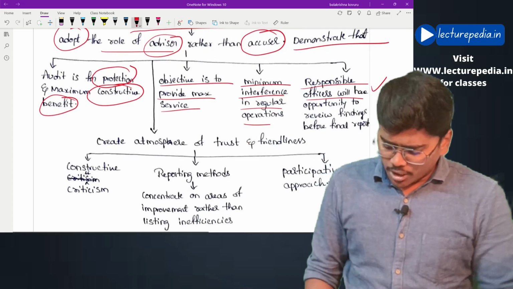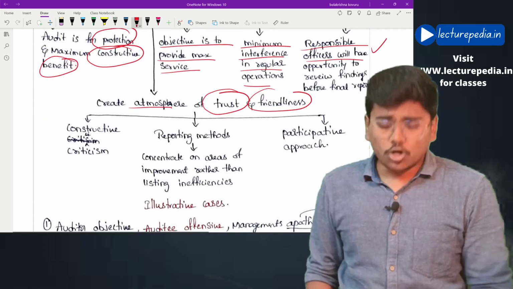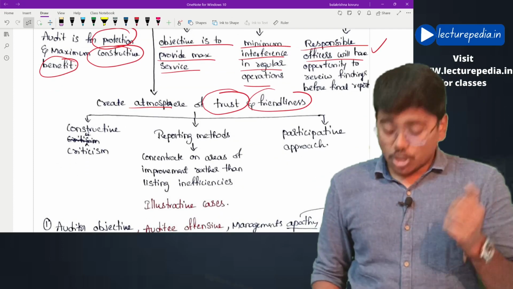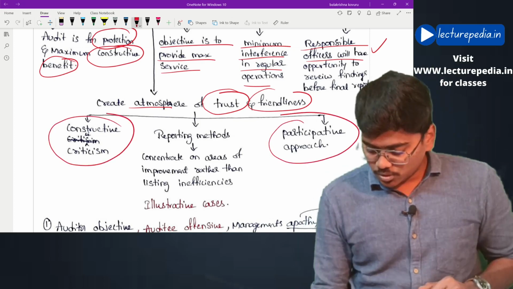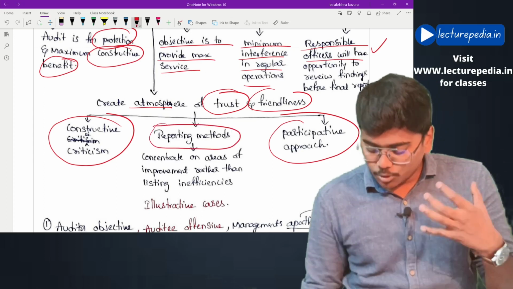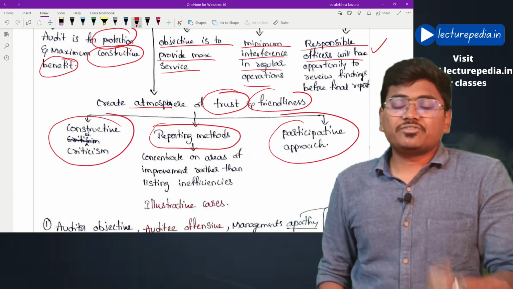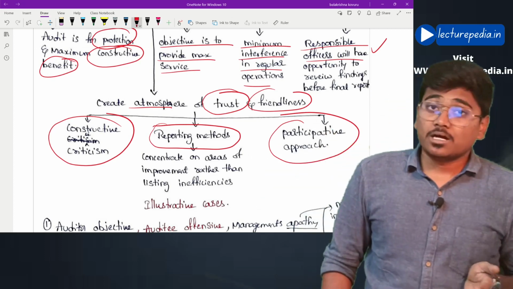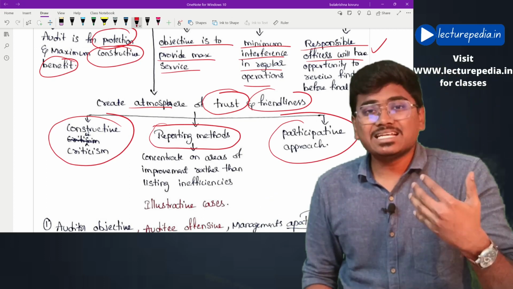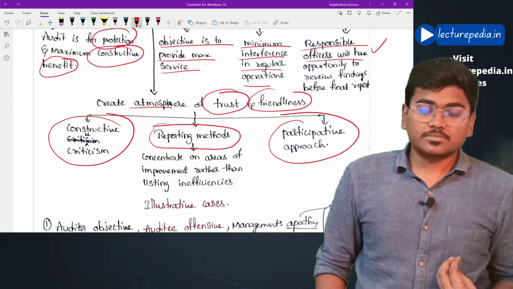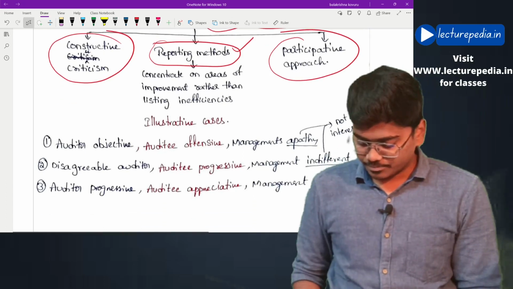And the auditor should create an atmosphere of trust and friendliness. For this, what the auditor can do is adopt constructive criticism and a participative approach, and also improve his reporting methods. He should not just list down all the inefficiencies that are being performed by the employees. Instead, he should focus on the areas in which improvements can be done. That should be the reporting method that has to be followed by the management auditor.